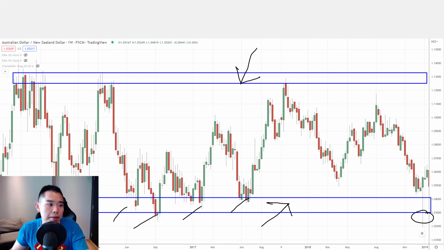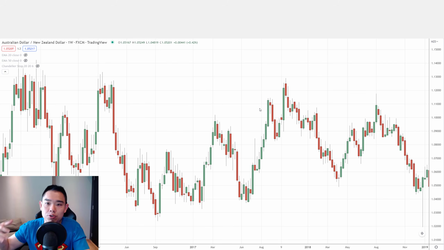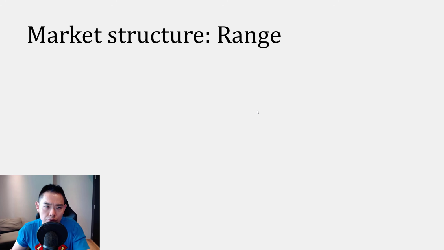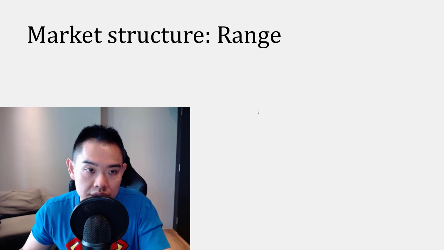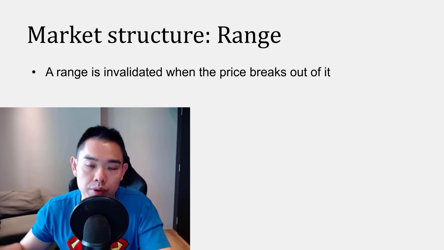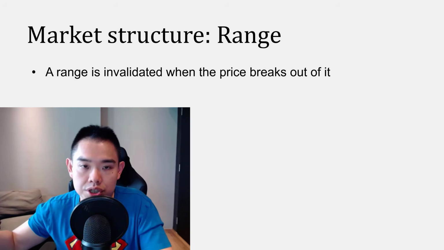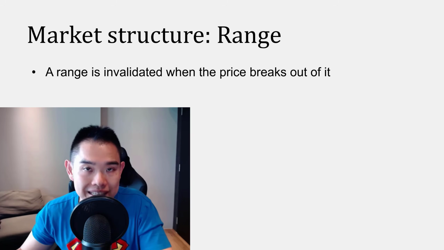And of course, the market doesn't stay in a range all the time, because eventually the market has to break out. And how do we know when the market has broken out of a range? When the range is invalidated. It's when the price breaks and closes out of the range. This is where we know that the range market condition is invalidated.